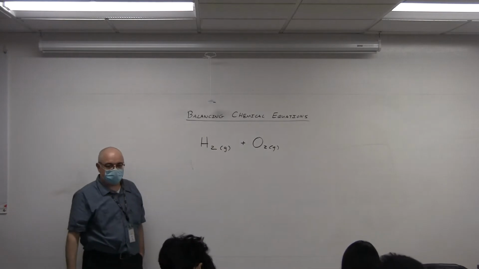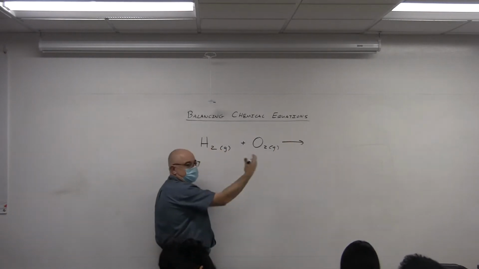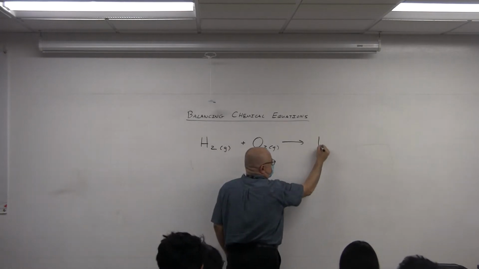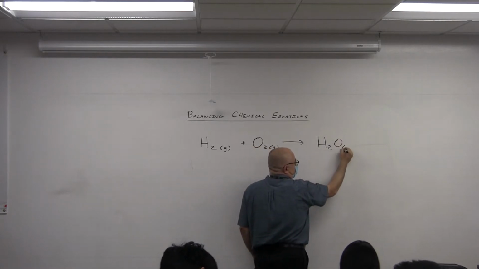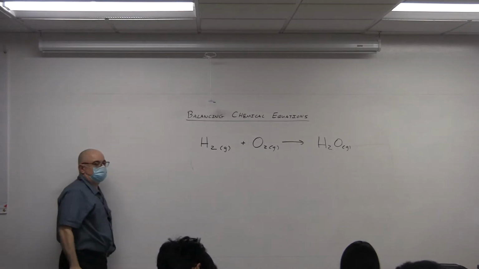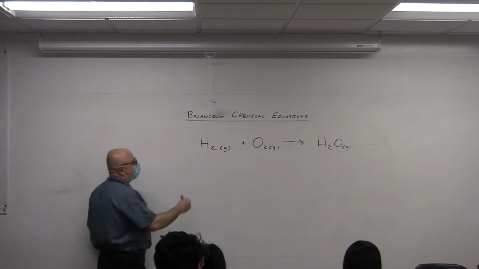And the product, what we end up making, follows an arrow, because the arrow means yields or produces or gives. And it turns out this is the reaction that shows water, and I'll keep it in the gas state, forming from its elements, hydrogen and oxygen. But if you look at this reaction, there's a problem.